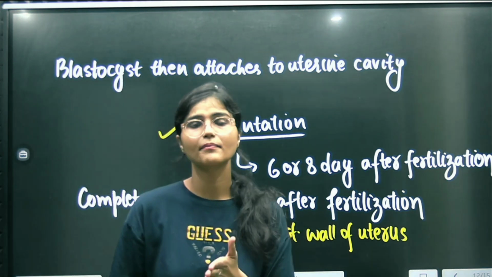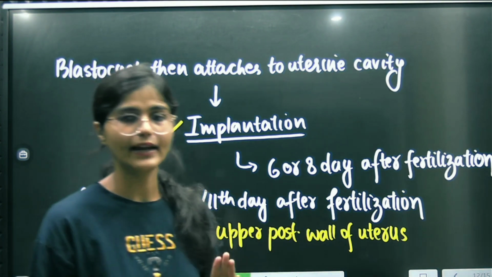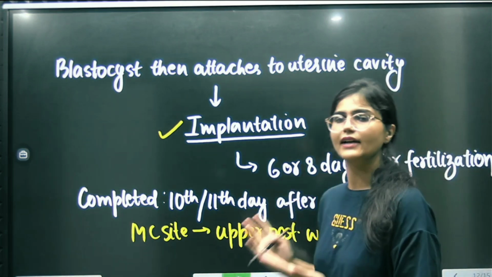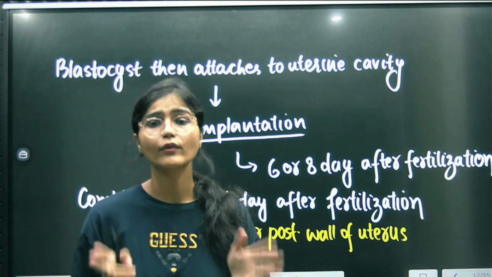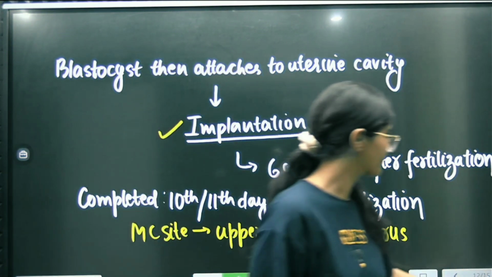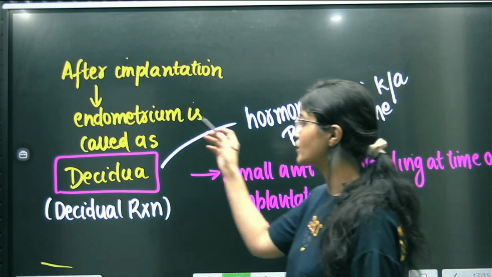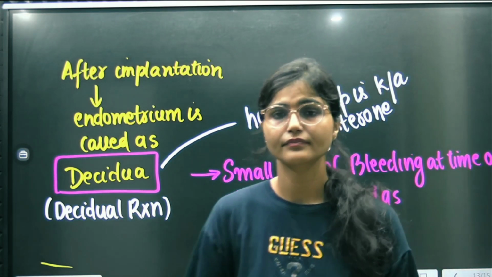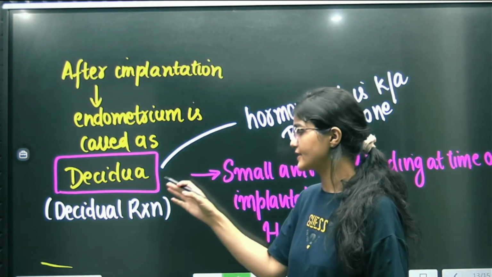Most common site of implantation is upper posterior wall of the uterus. Right? ये कुछ important key aspects हैं which are to be remembered as it is. Right? कब वो start हुआ implantation का process, when it is completed, and what is the site of implantation. Everything has to be remembered, right? The next thing is that after the implantation, the endometrium is called as decidua. Okay, now next. After the implantation, the endometrium is called as decidua.